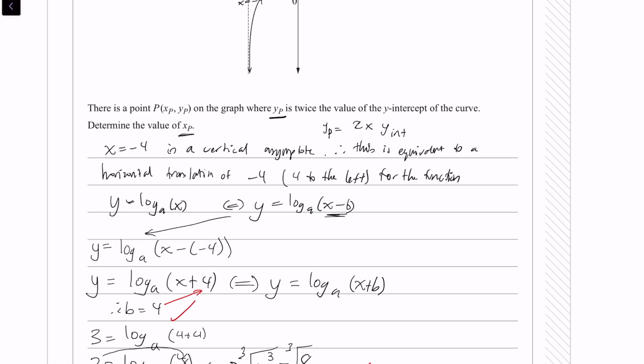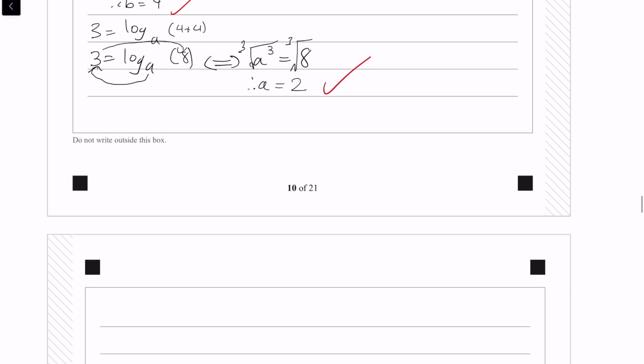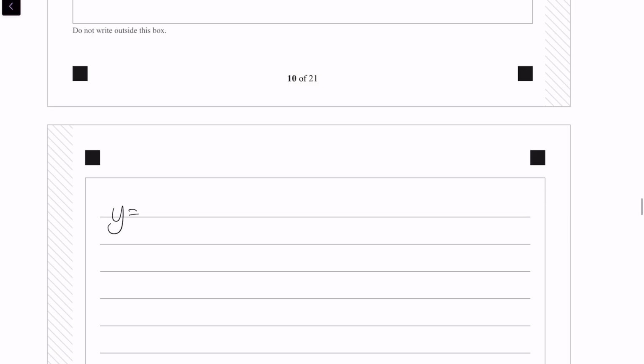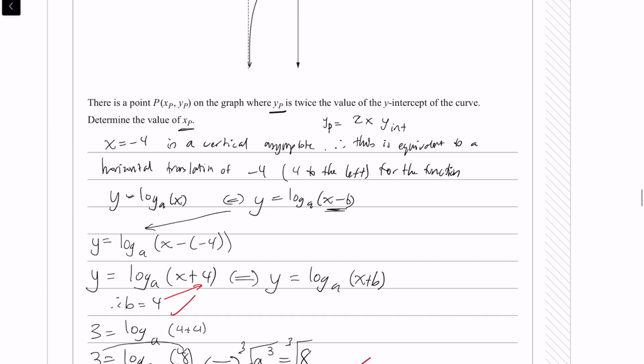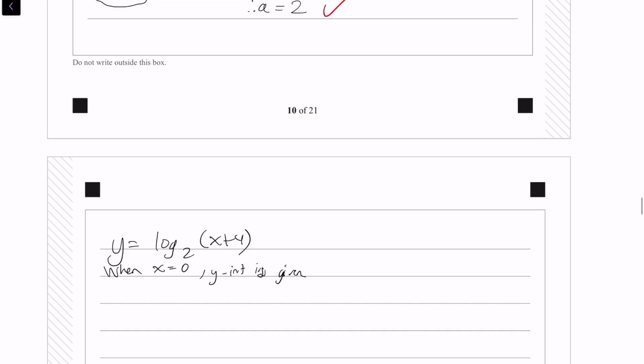But first we need to know the y-intercept of the curve. Okay, so now that we know our a and b values, we can work with our y and x's now, all right? So y equals log base 2 of x plus 4, right? And we know that when x is equal to 0, as we said on our graph, the y-intercept is given. Okay, so we let x equal 0.